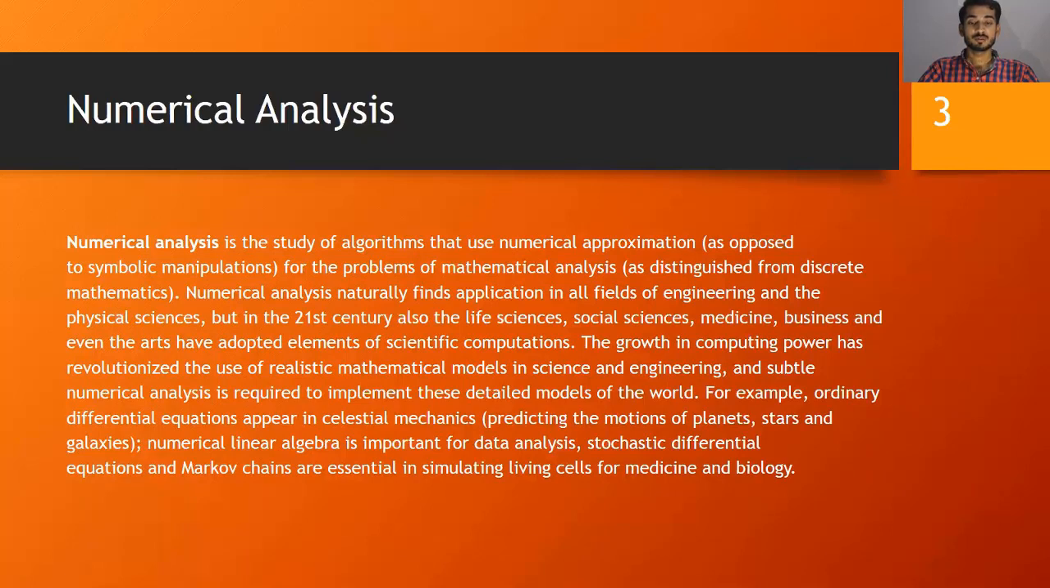Subtle numerical analysis is required to implement detailed models of the world. For example, ordinary differential equations are needed in celestial mechanics, predicting the motion of planets, stars, and galaxies. Numerical linear algebra is important for data analysis. Stochastic differential equations and Markov chains are essential in simulating living cells for medicine and biology.